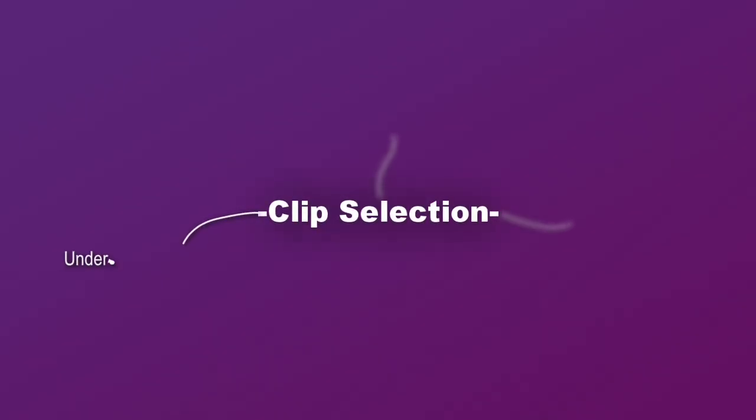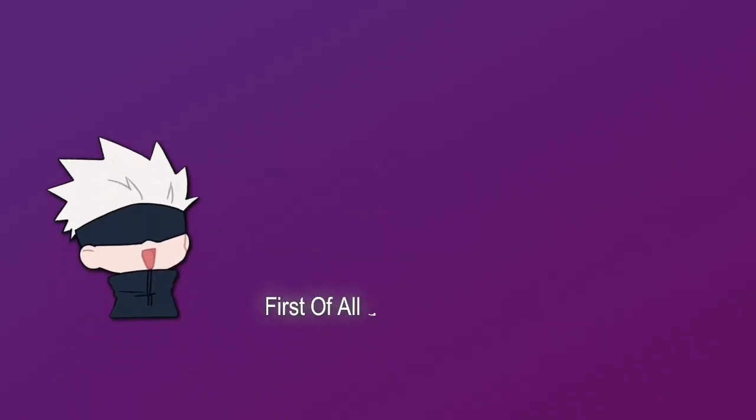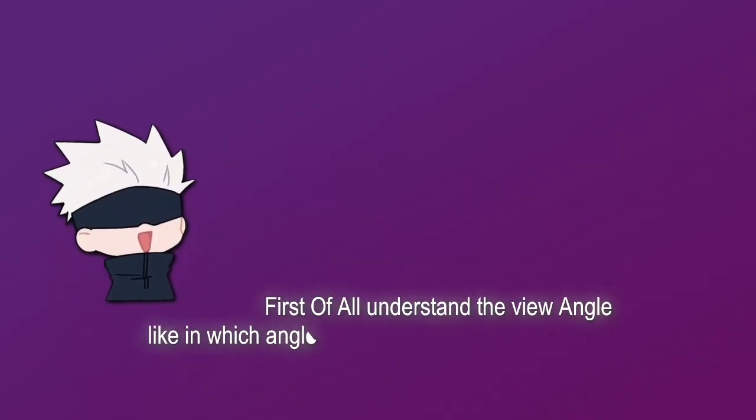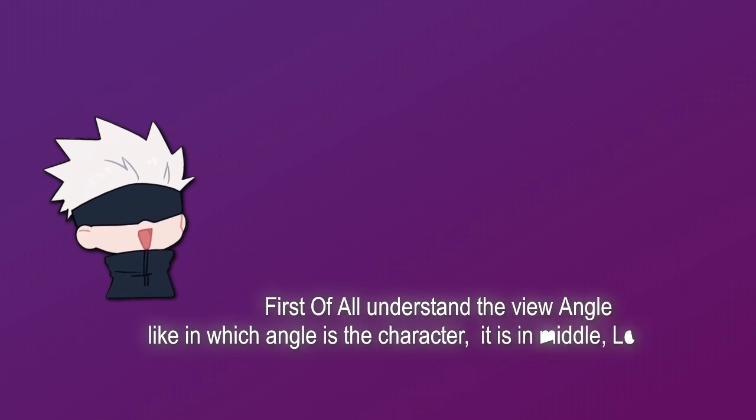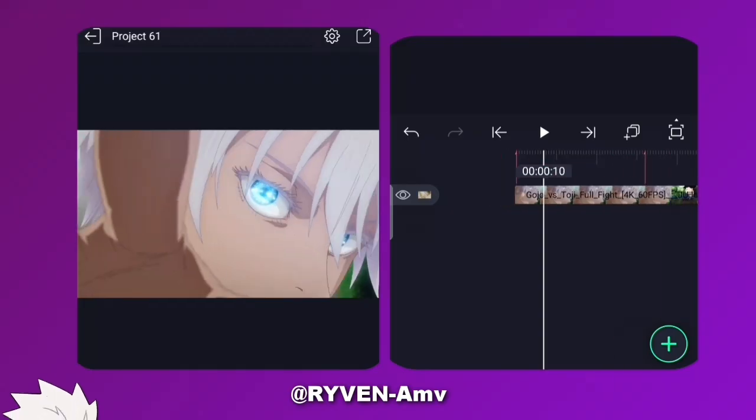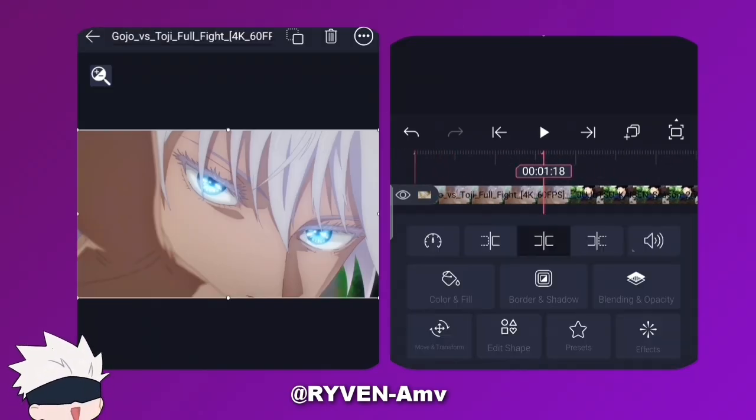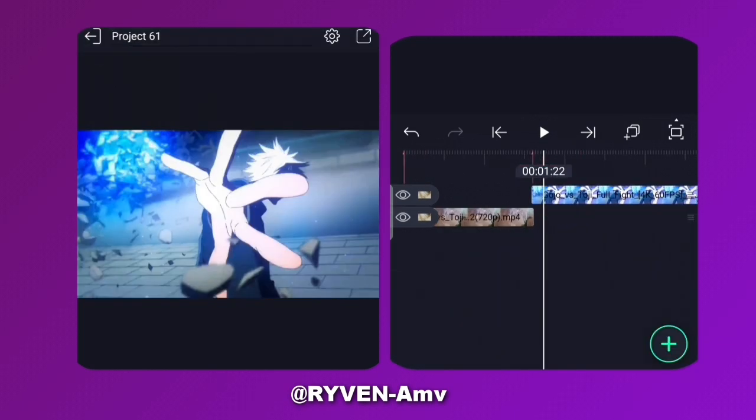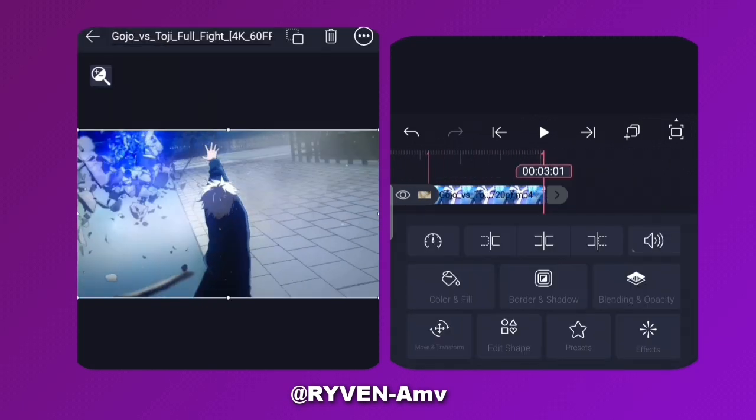1. Understanding the view angle. First of all, understand the view angle, like in which angle the character is, middle, left, or others. First, choose your clip with the left side, then add a clip with the right side. So here it is after twixtor and time remapping, it looks like this.